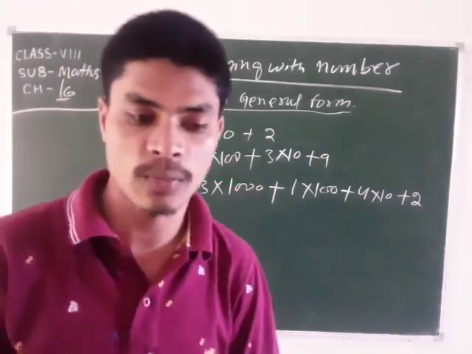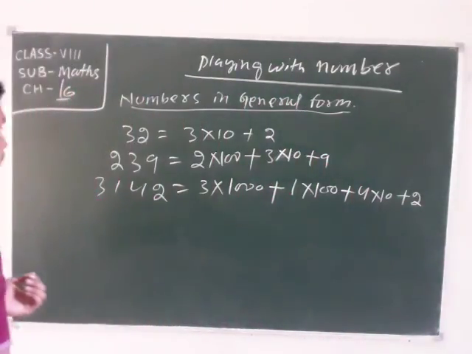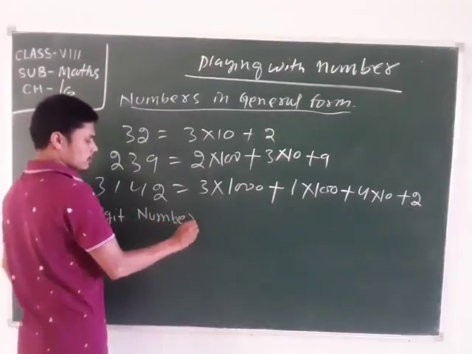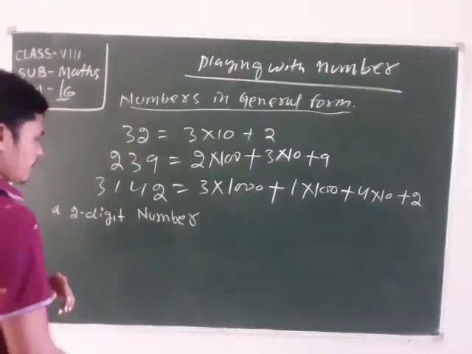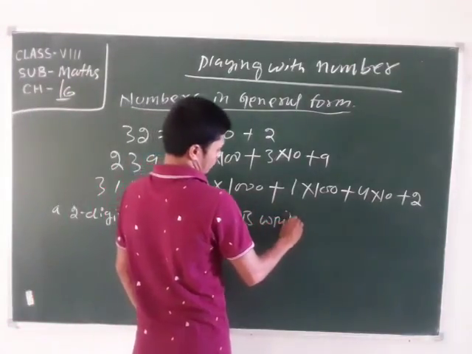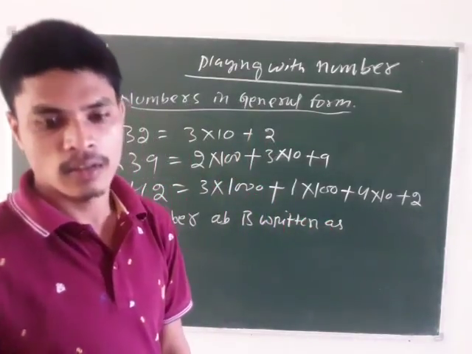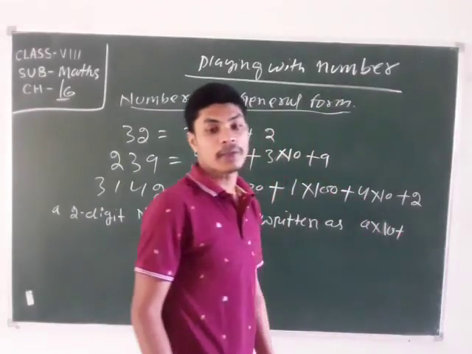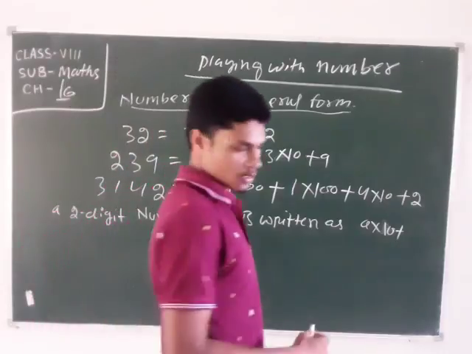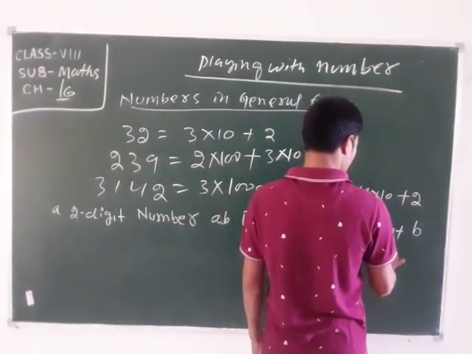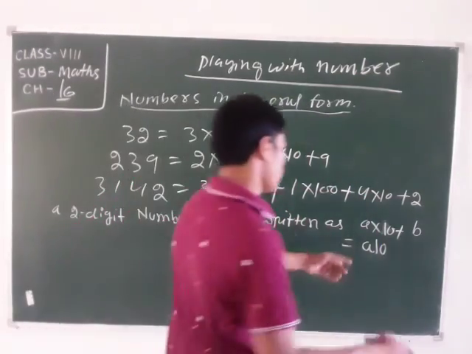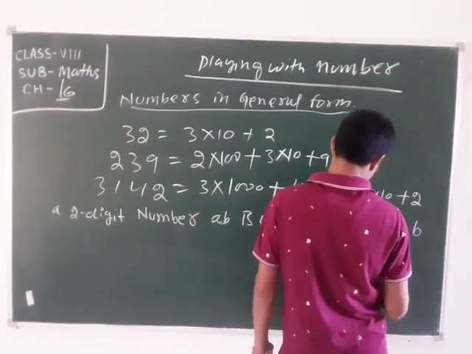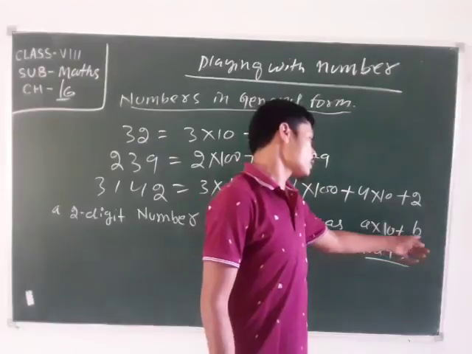Now we will do other examples. In general form we can say that a 2-digit number AB is written as A into 10 plus B. That means we can write it as 10A plus B. If a 2-digit number is there, we can write it as A into 10 plus B, equal to 10A plus B.